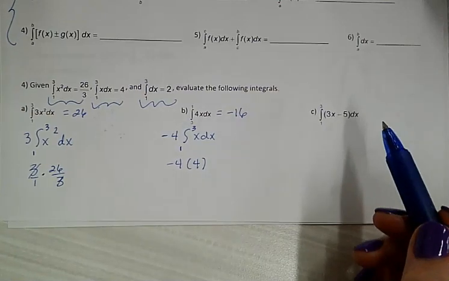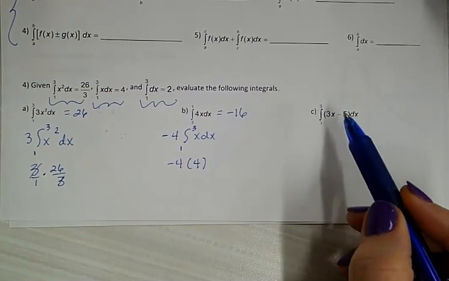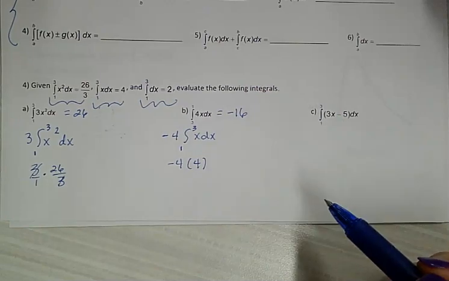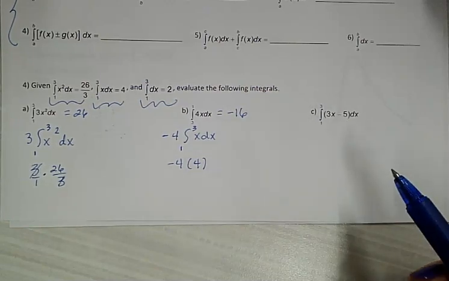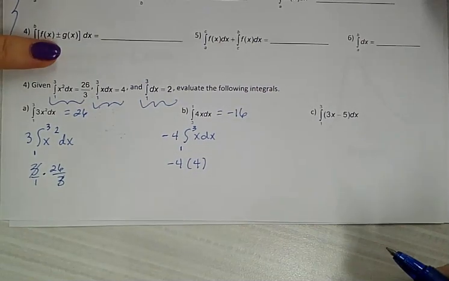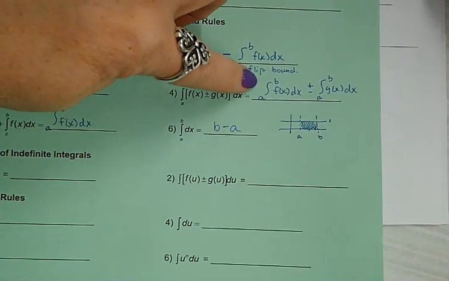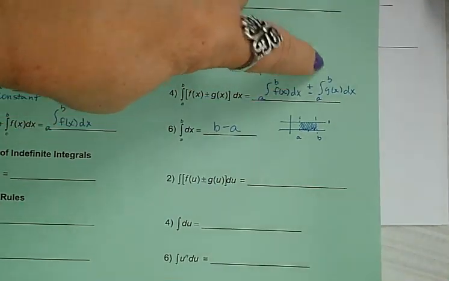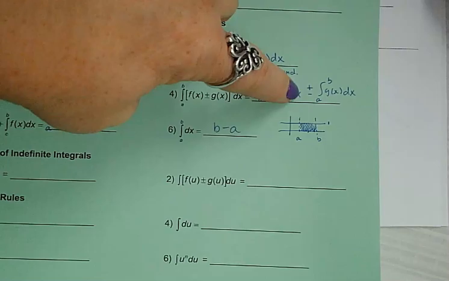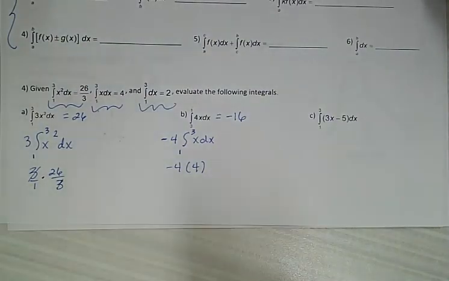All right. So this one is a sum and difference. The boundaries are in the right order. There's no constant to bring out. So I'm going to split that up into my 2 functions. So remember that when we do the sum and difference rule, we're going to break them into 2 separate integrals with the boundaries and then plus or minus in between.